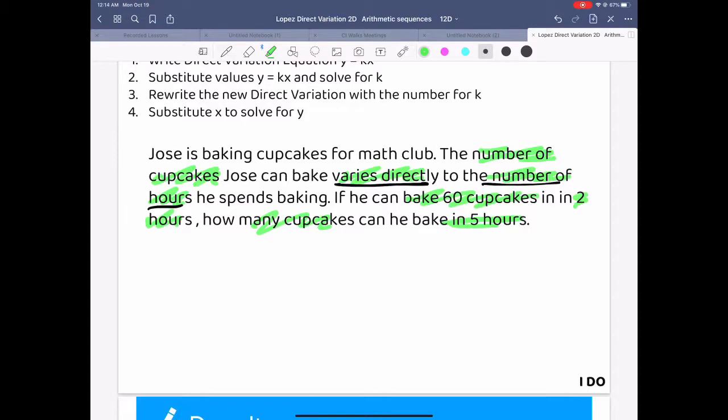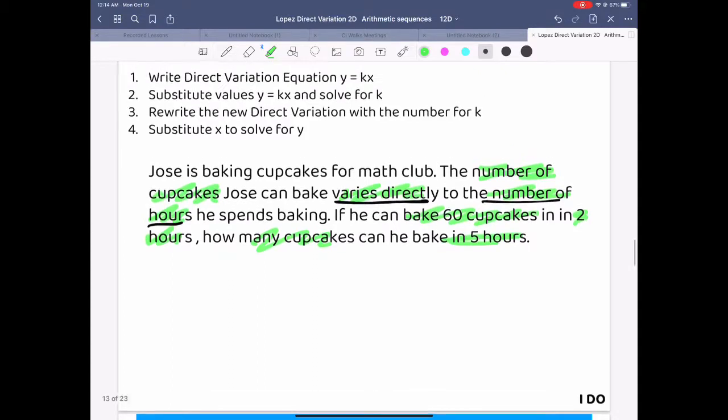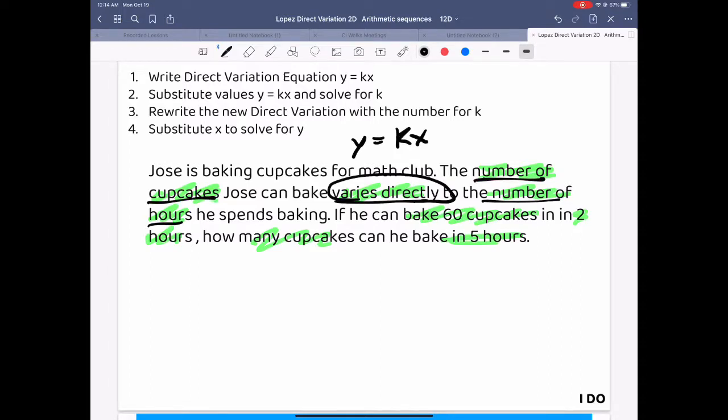So those are the important key details that I needed to know. So again, the first thing you've got to do is see the words varies directly. You should write y equals kx. Now more importantly though, these problems are always special in the way they're written because the number of cupcakes, whatever comes first, is always y, though the second thing that comes after the varies directly is always x.